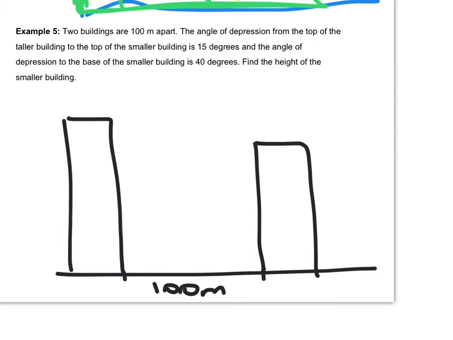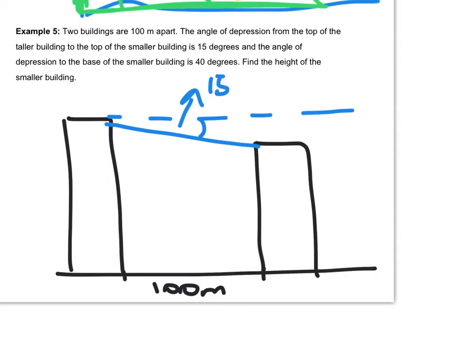Okay, so we have to put in our horizontal line, and we draw that there, and this is 15 degrees. And the angle of depression to the base of the smaller building is 40 degrees. So it's from the same spot again, from the top of the taller one to the base of the smaller. That's going to be, I'm going to put that in red actually.